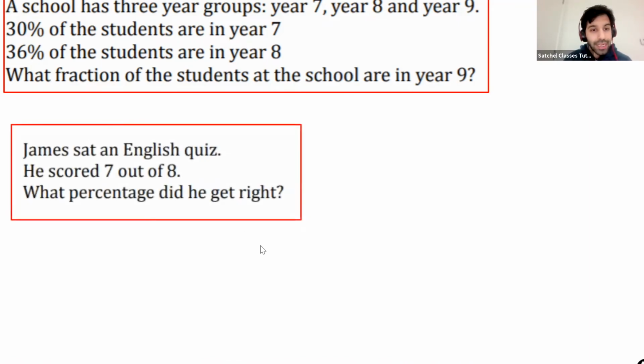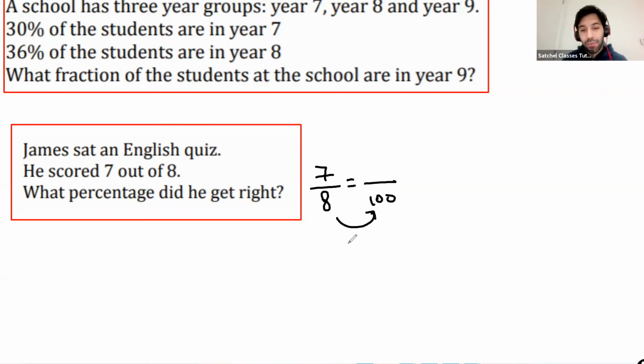So James sat an English quiz. He scored 7 out of 8. What percentage did he get right? So let's think about this. This one's a little bit tricky because with 7 out of 8, we can't really convert 8 into 100. Well, again, we can, but we would have to multiply it by a decimal.